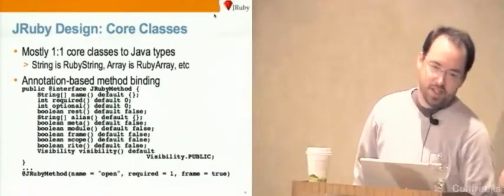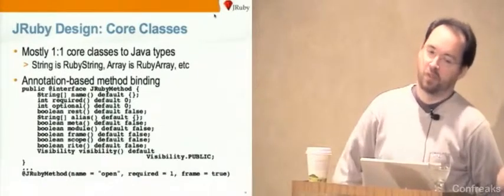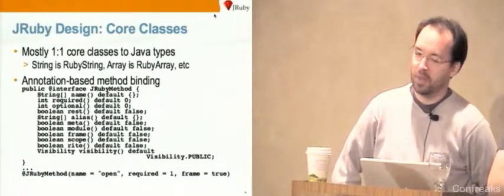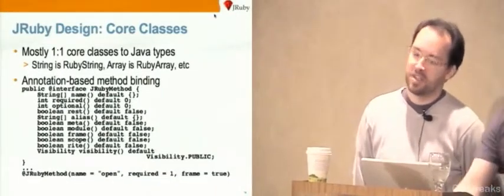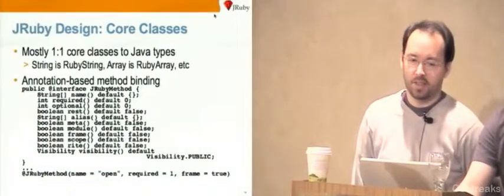And so there's an example down at the bottom of an annotation for a method called open with one required argument and some extra internal framing stuff that needs to happen for that particular method.